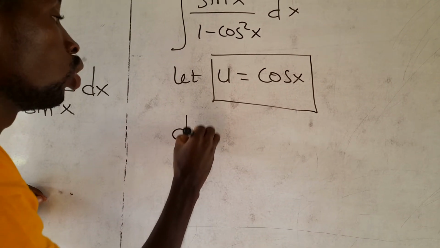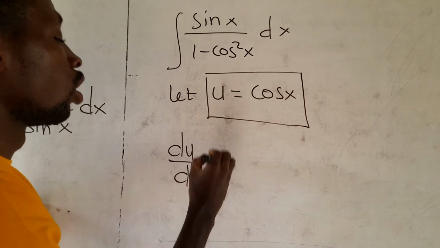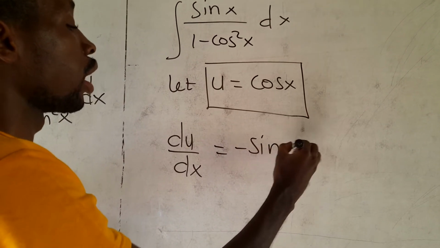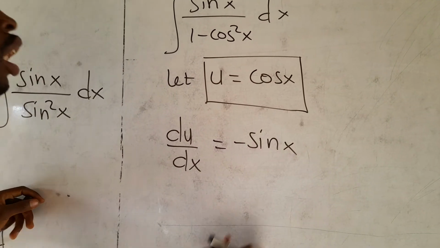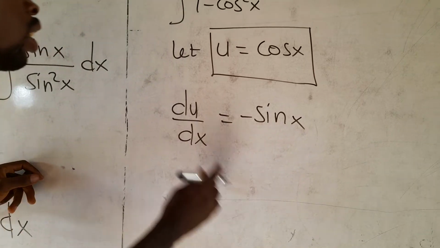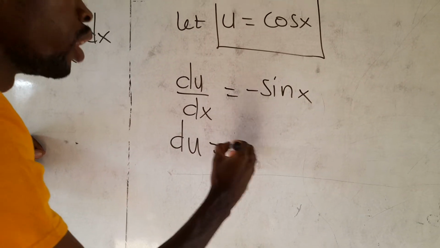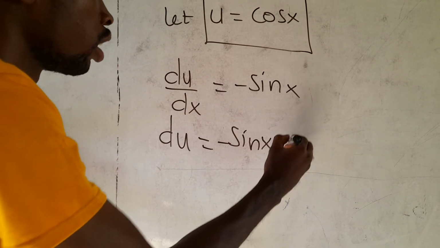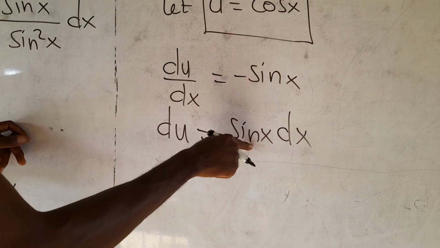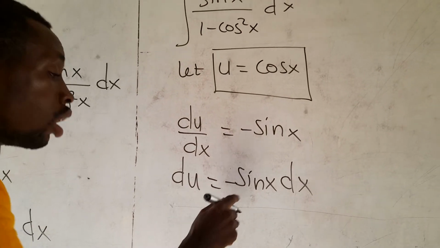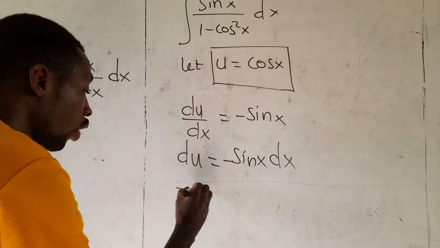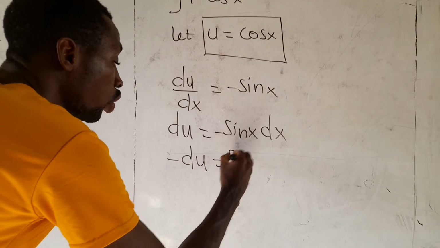So my du over dx will be negative sin x. Remember that when we differentiate cos, we get negative sin. So our du will be negative sin x dx. I need sin x dx, so I will divide both sides by negative 1. So negative du will be equal to sin x dx.